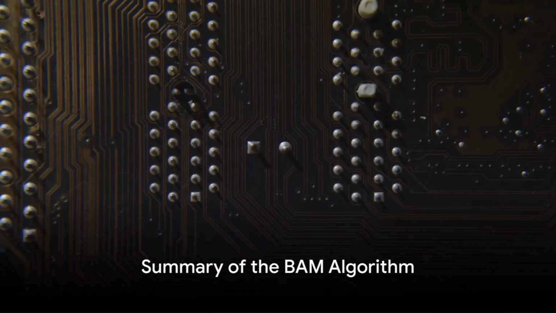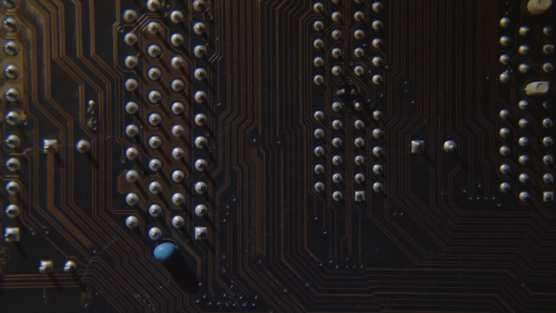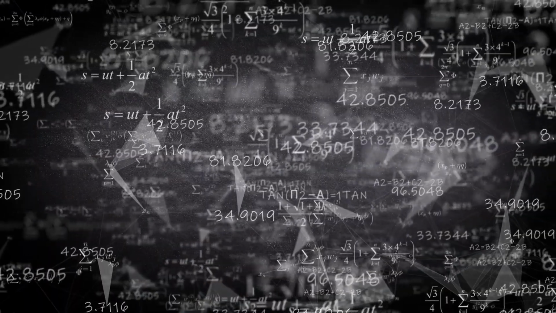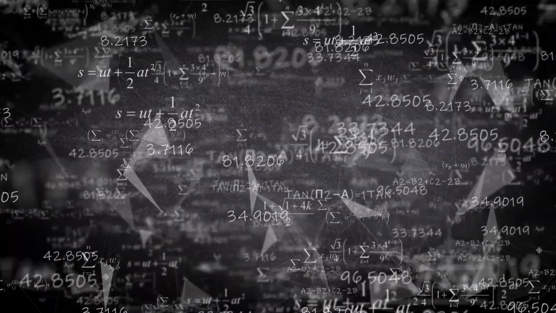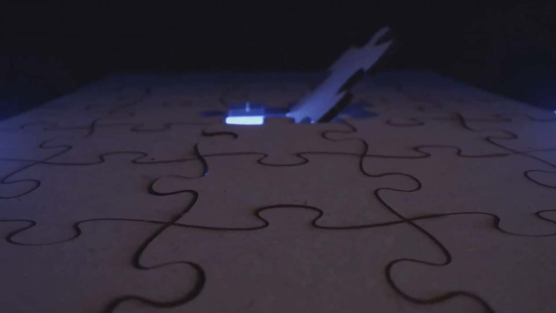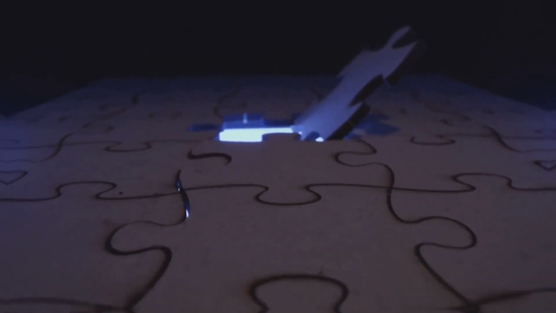In summary, the BAM algorithm is a type of associative memory that can recall data in two directions. It creates a memory matrix from the pairs of associated data. When given a piece of data, it multiplies it with the memory matrix to recall the associated data. The BAM algorithm is robust and can recall correct associations even with incomplete or slightly incorrect data.